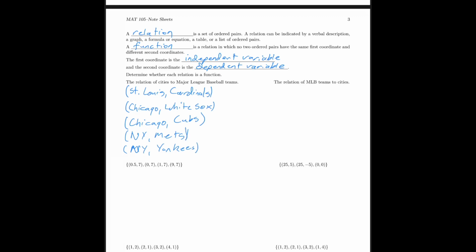So the question is, is this relation a function? So to be a function, remember, every first coordinate can only get paired up with one second coordinate. So if we look here, this would not be a function because if you notice, Chicago gets paired up with two different second coordinates, and so does New York. So that means this is not a function.